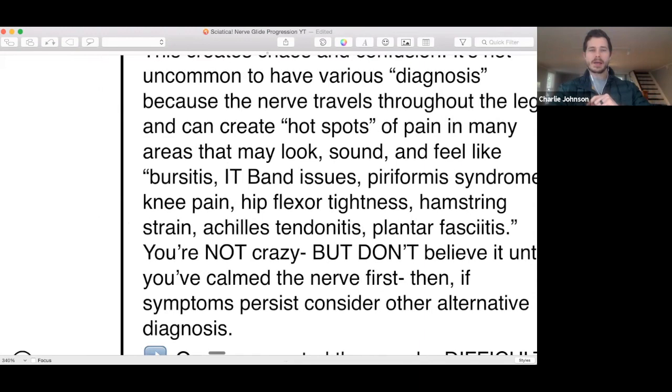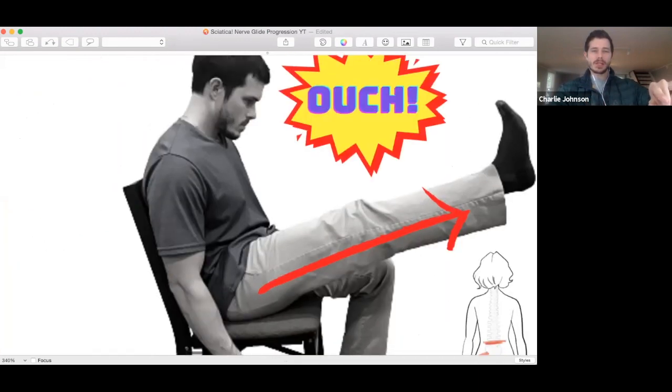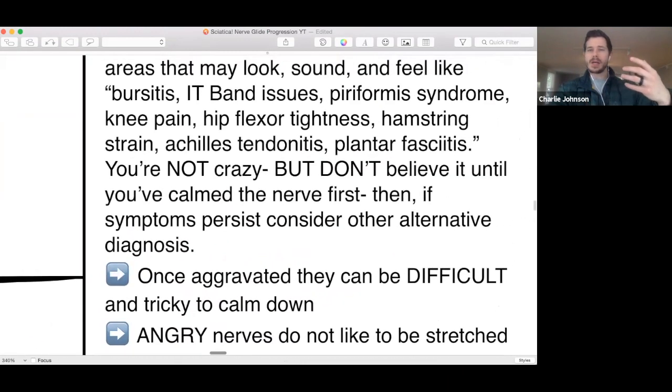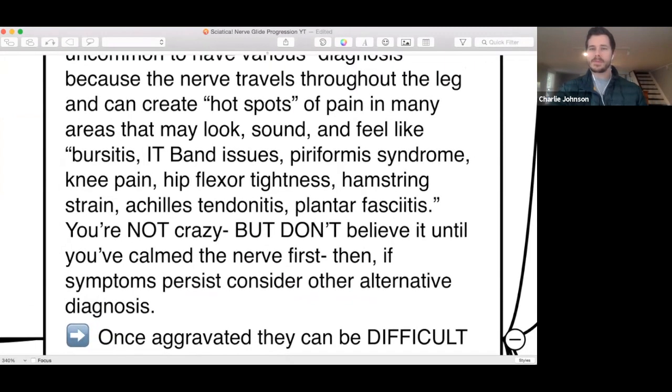How do you know you've calmed the nerve? Because you can go back wherever it is and do this leg raise thing and it's pretty darn symmetrical, or there's very little problem. And you're not having the nerve symptoms, numbness, tingling, things like that. Then, if the symptoms persist, consider other alternative diagnoses like the ones above.